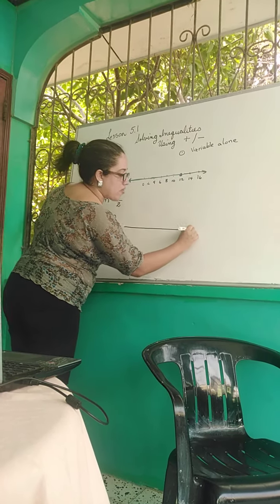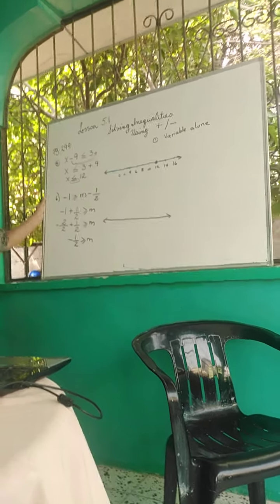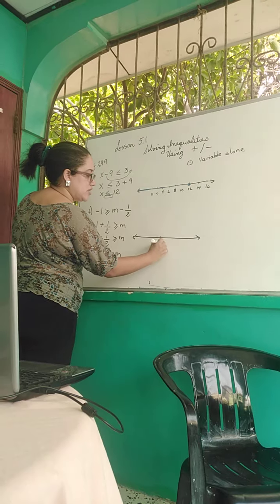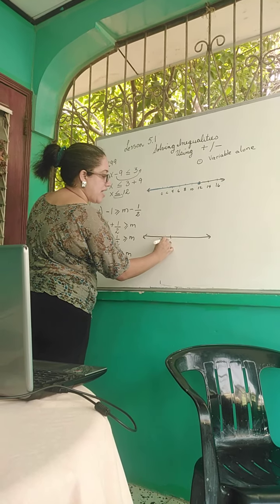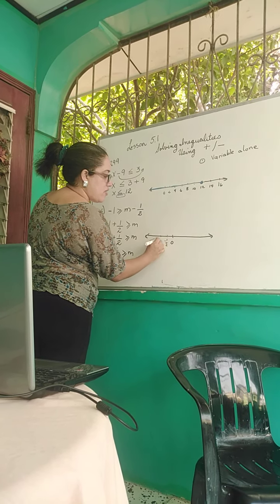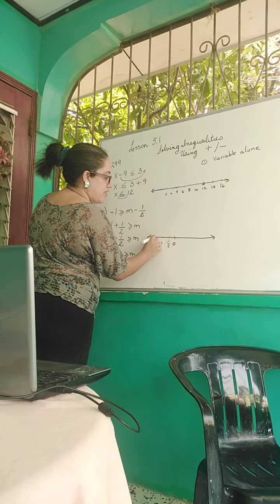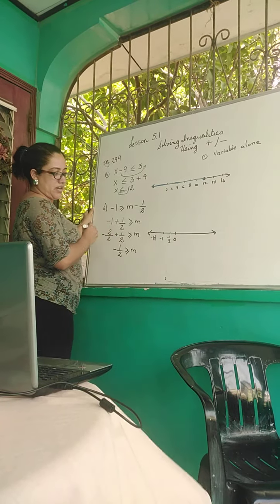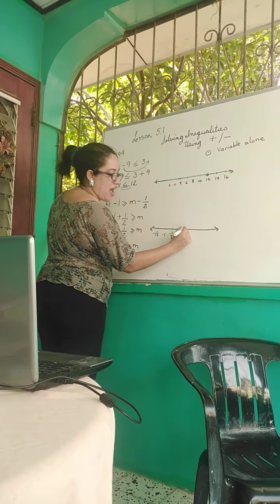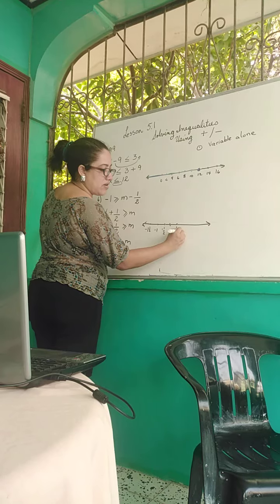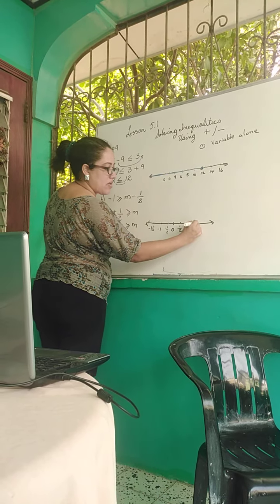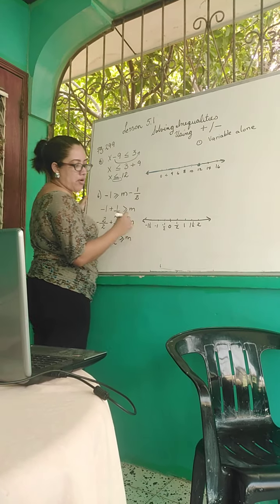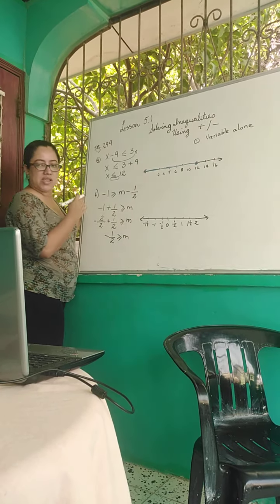Now, how are we going to graph this? We have negative 1/2, so we have a 0 and we have negative 1/2, then you have negative 1. Then you have negative 1.5. Like that, right? And in here you have 1/2, 1, 1.5, 2. Remember, it has to be the same on each side.